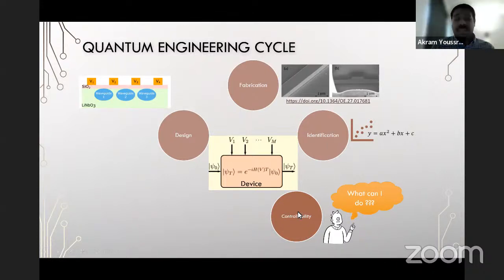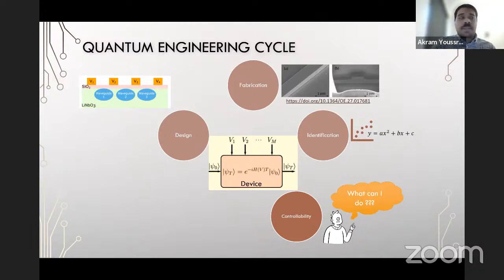The problem with the controllability studies is that most of this research is very idealistic. So we assume things like there is no noise, the system is closed, or the evolution time is unlimited. In reality, these assumptions are not true. The device operates in a finite time scale, there will be noise, and so most of the results in controllability are very theoretical, and they don't apply to actual devices. So this is one of the fields that we should, as a community, look more into.